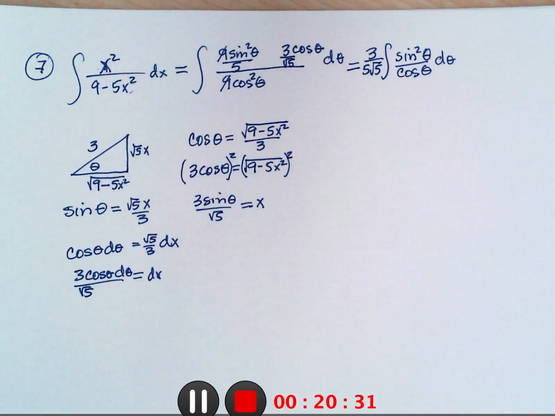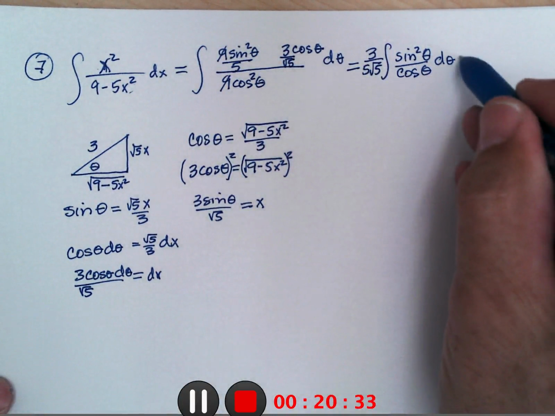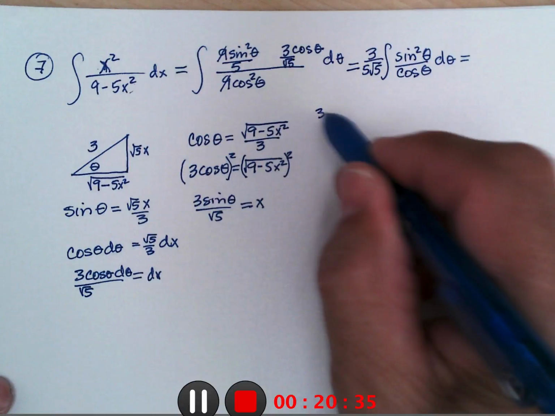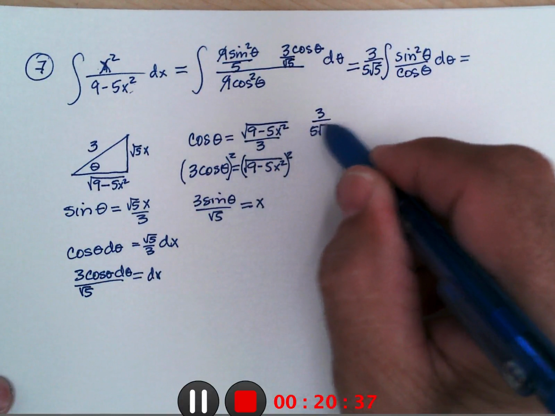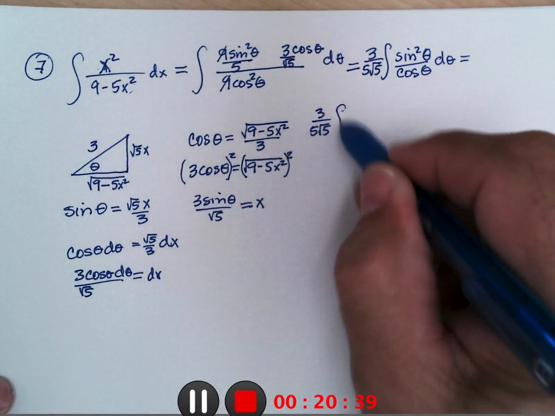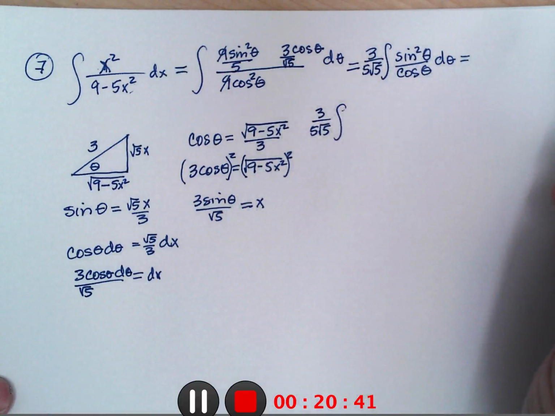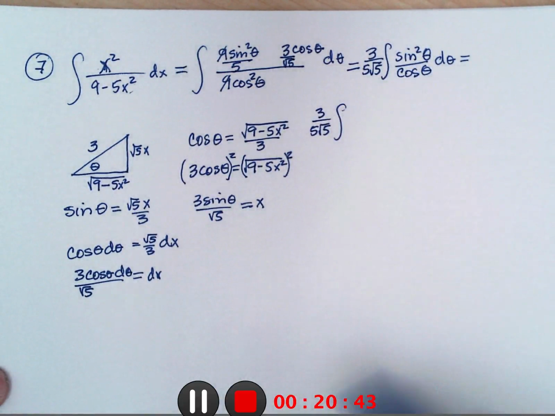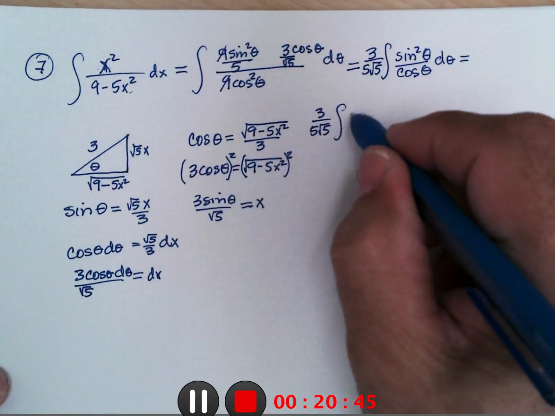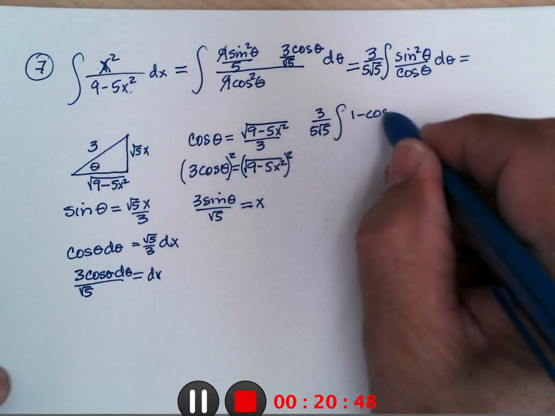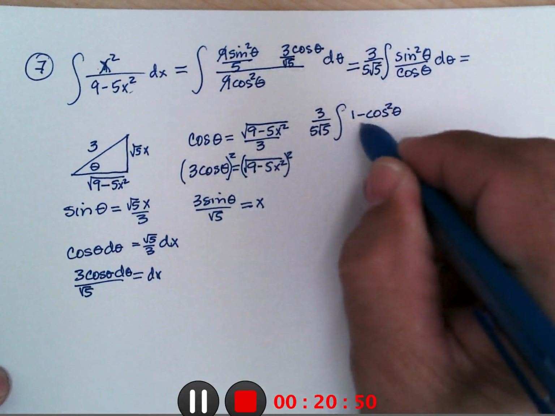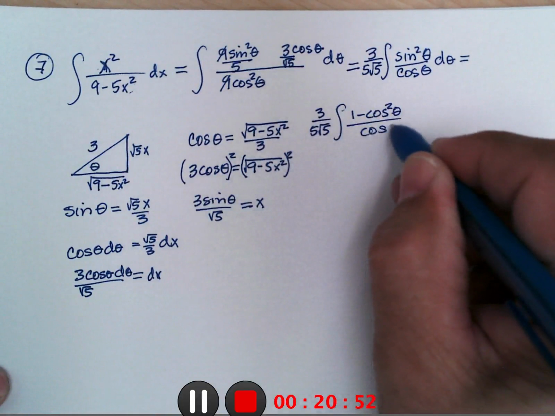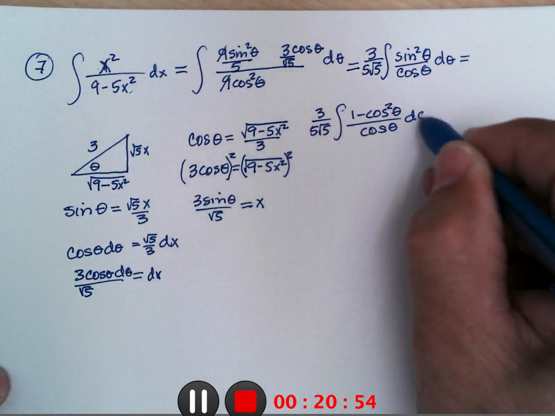So this will be 3 over 5 square root of 5. We could call sine squared 1 minus cosine squared theta over cosine theta. And then we could split this up.